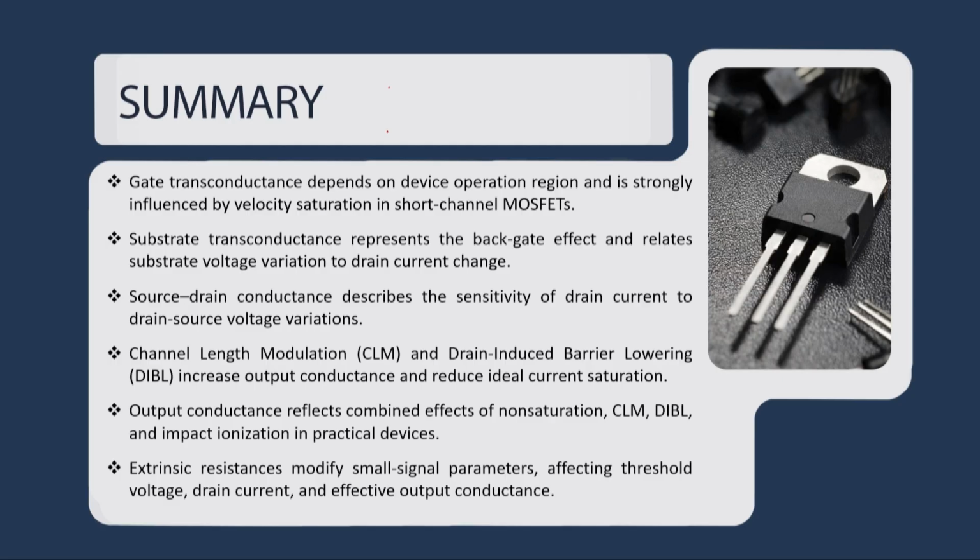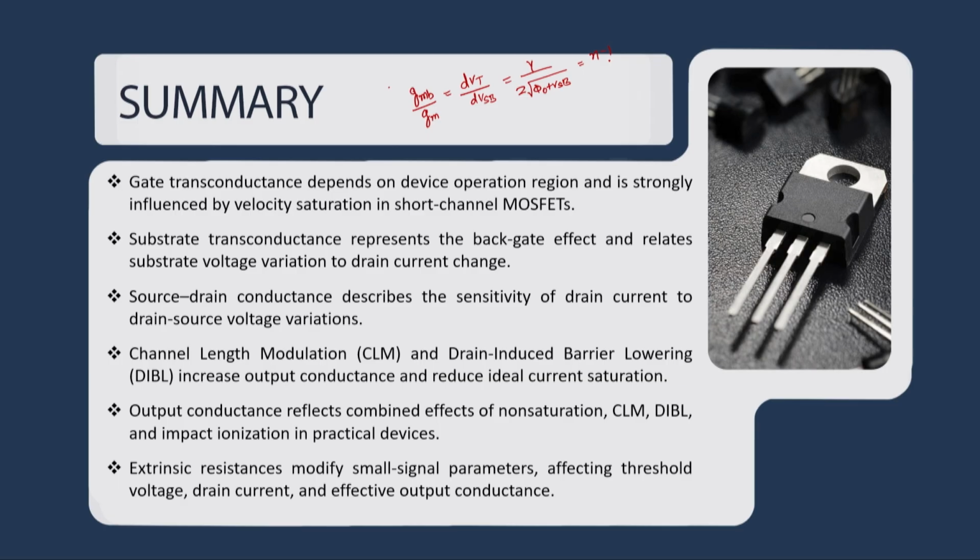So, let me summarize this lecture. In this lecture, we have discussed the gate transconductance, the source to drain conductance, and the body transconductance in strong inversion. We said that gate transconductance depends upon device operation and is strongly influenced by velocity saturation. We have discussed how the two different transconductances or conductances are interrelated, as GMB by GM can be defined as dVt divided by dVSB, or as gamma divided by 2 into square root of phi naught plus VSB, which is n minus 1.